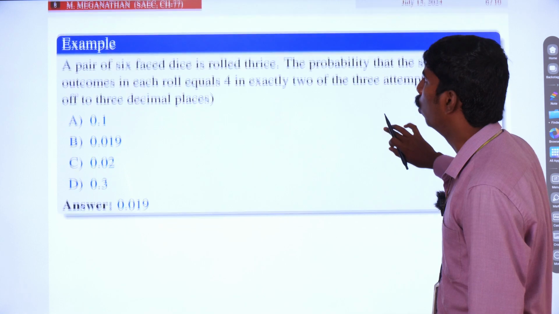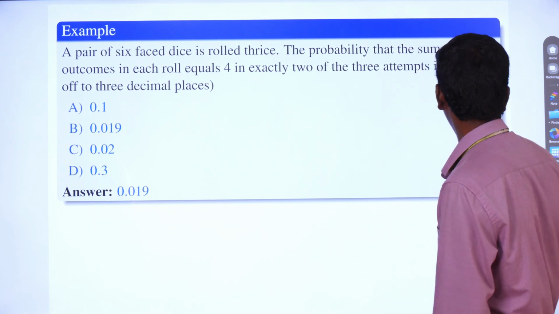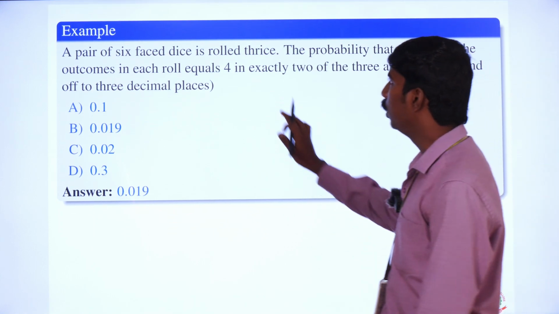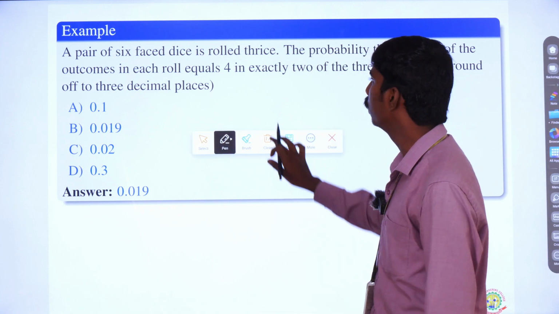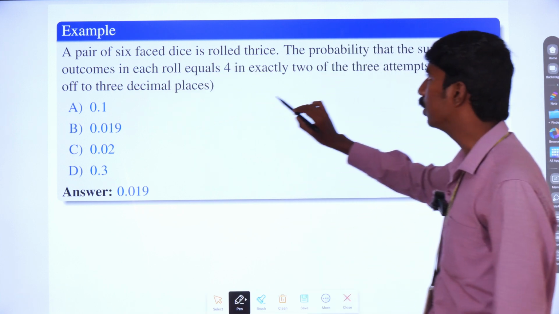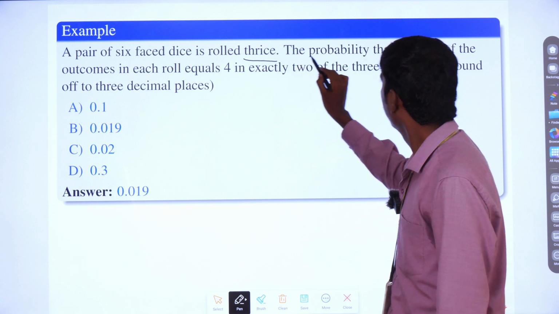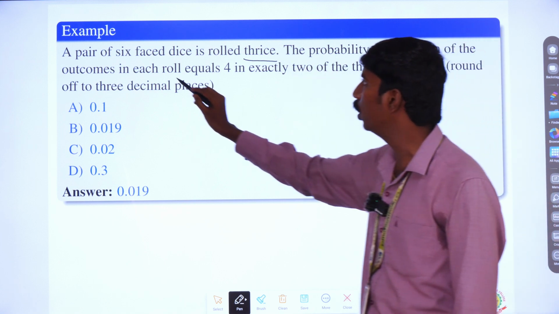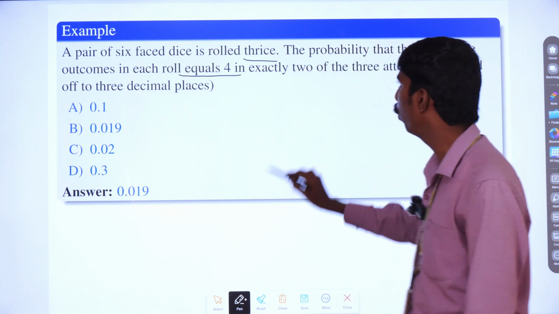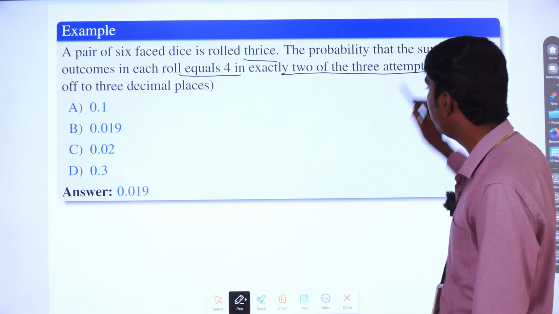So now let me look at the next problem to understand. Directly I will go to one of the questions previously asked in the GATE exam. This is the GATE exam question. The question is, a pair of 6-faced dice is rolled thrice. The probability that the sum of outcomes in each roll is equal to 4, in exactly 2 of the 3 attempts.